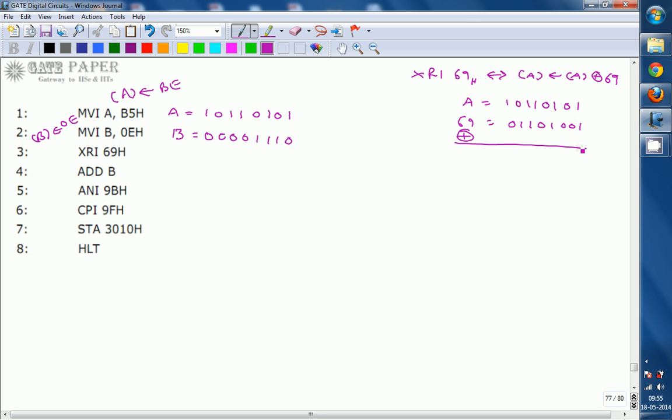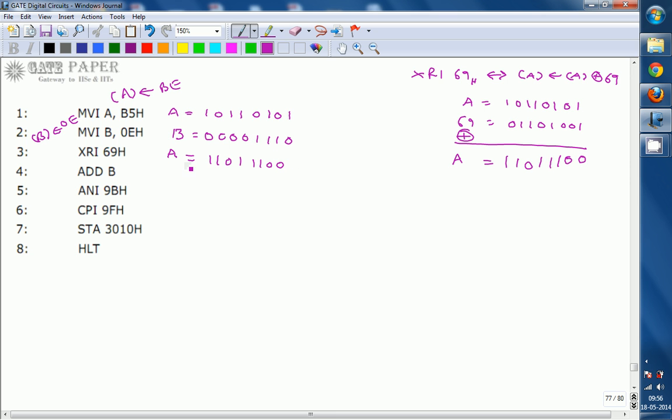So 1 1 you will get 0, 0 0 the same, you will get 0, and next 1 0, that is dissimilar input, so that is 1. Next 1 0 1 you will get 1, 1 0 0 1 1 1. So this is the result and it will be stored in the accumulator itself. So after execution of this instruction, A will consist of 1101 1100. That is nothing but DC, the result.